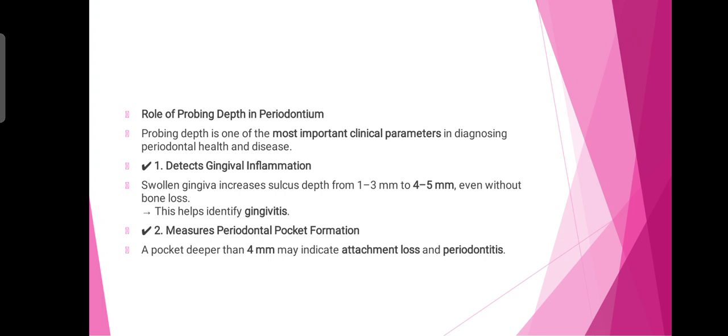What is the role of probing depth in periodontium? Probing depth is one of the most important clinical parameters in diagnosing periodontal health and disease. It detects gingival inflammation. It also measures periodontal pocket formation. Swollen gingiva increases sulcus depth from 1 to 3 mm to 4 to 5 mm even without bone loss. This helps identify gingivitis. A pocket depth greater than 4 mm may indicate attachment loss and periodontitis.